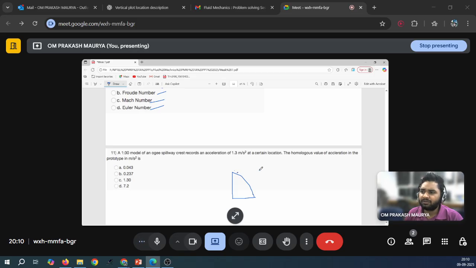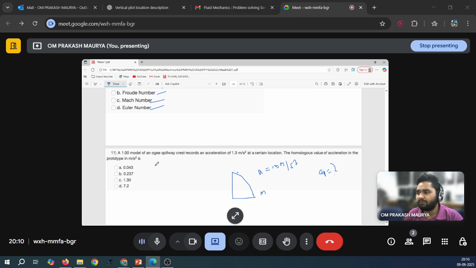Let us suppose here your acceleration value in the model is 1.3 meter per second square, and you have the model and prototype ratio 1 is to 30. It means the Ogee spillway is 30 times bigger than your model. Remember, the homologous value means what should be the acceleration in the prototype at the same location? Acceleration in the prototype you have to find out.